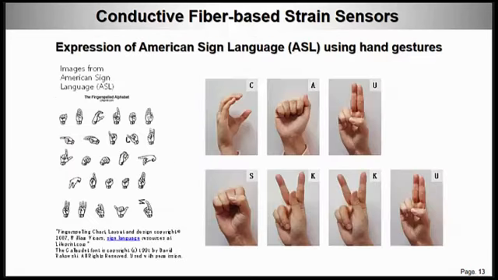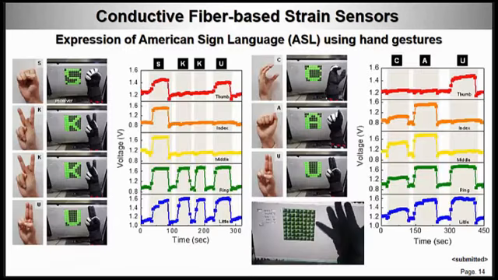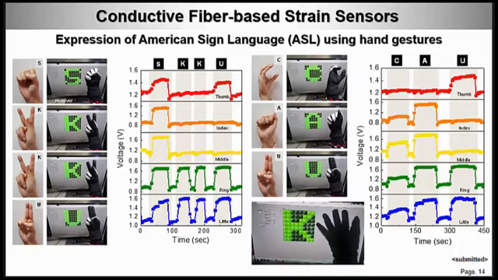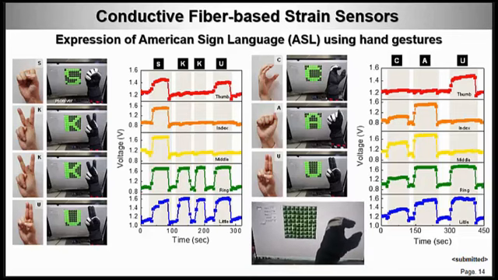Using the sensor embedded glove, we could express some American Sign Language. To demonstrate the alphabet C, except for the thumb, all fingers should be in a half bent state, and it can be distinguished from the fully bent state and the straight state.